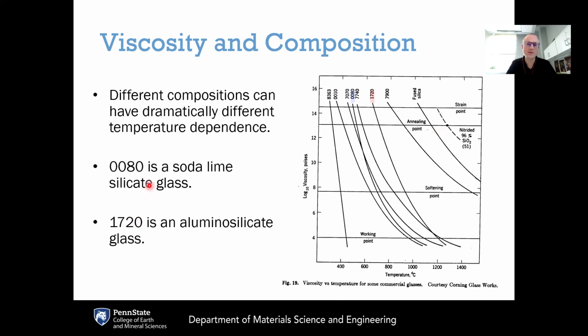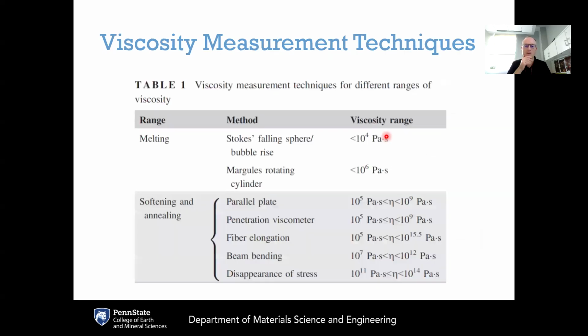Now, somewhat in between soda lime and fused silica is the 1720 glass. This is an aluminosilicate composition, and you see that the viscosity curve falls somewhere in between. But note that the viscosity is changing by many orders of magnitude here with composition, and it's also changing by many orders of magnitude with respect to temperature. And so over the course of the next 3 lectures, we're going to deal with both the temperature dependence of viscosity as well as the composition dependence of viscosity.